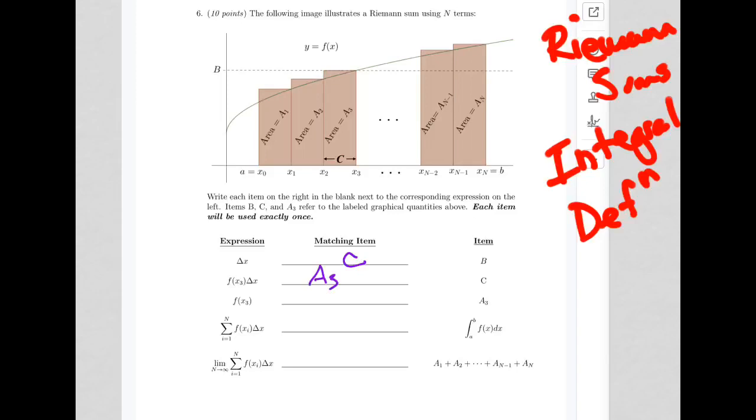All right. And then f of x3 is, again, that height of A3. And so that would be B over here. So it's the height of the rectangle. And so we have B.